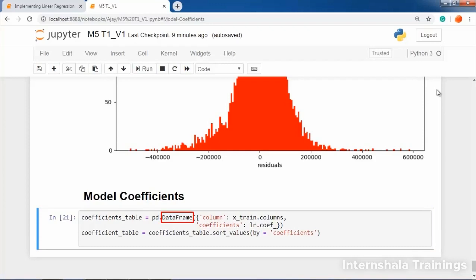We first make a data frame called coefficients_table, in which we store the column names present in the X_train and the coefficient allotted to each one of those columns using lr.coef_. Next, we sort the data frame based on the coefficient values. This way, it will be easier to observe each coefficient.